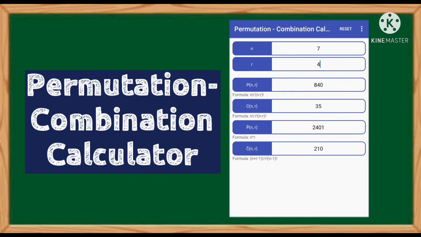As you can see, we got the answer automatically. So we have here the answers for permutation and also for combination. So our answer here is 840. Again, our answer a while ago in problem number 1 is 840. Therefore, our answer is correct.